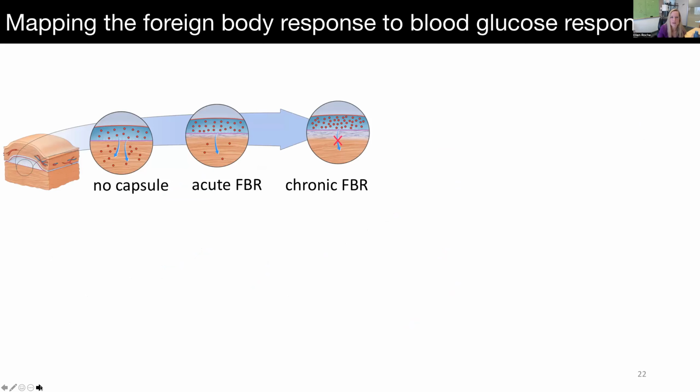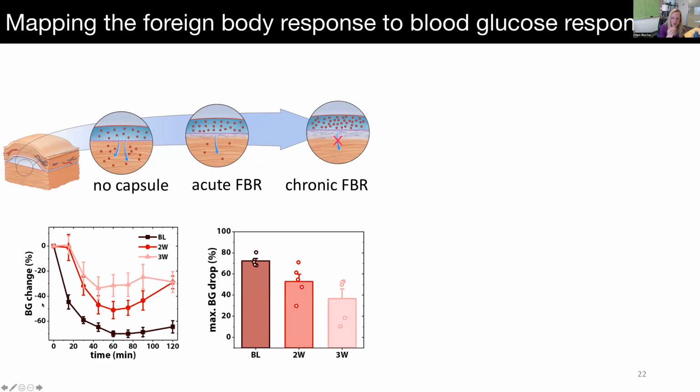What we found was we could map the foreign body response to the blood glucose response very closely. So over time, when you immediately implant, you have no capsule, then you develop an acute foreign body response and then a chronic foreign body response. And if you look at the blood glucose change over time, you can show how the blood glucose change maps onto this foreign body response. At baseline, you get a very sudden drop in blood glucose when you deliver insulin through the device. At 2 weeks, it's a slower drop, and you get less of a drop in blood glucose overall.